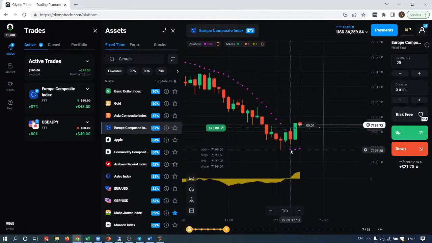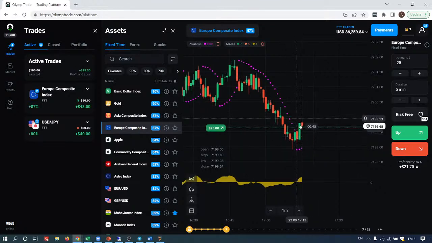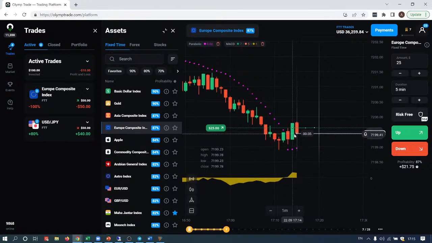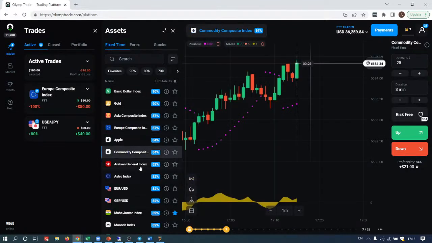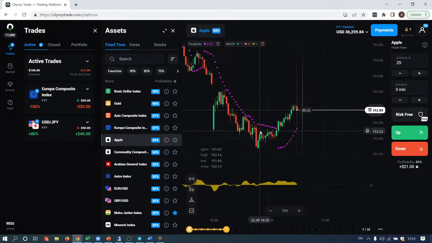So we have this very fresh signal, which is basically the third candlestick of this new wave. Based on the signal from this strategy, from these two indicators, that is a signal for an up trade. So that's why I just opened two trades in the upwards direction. So yeah, it is as simple as that.